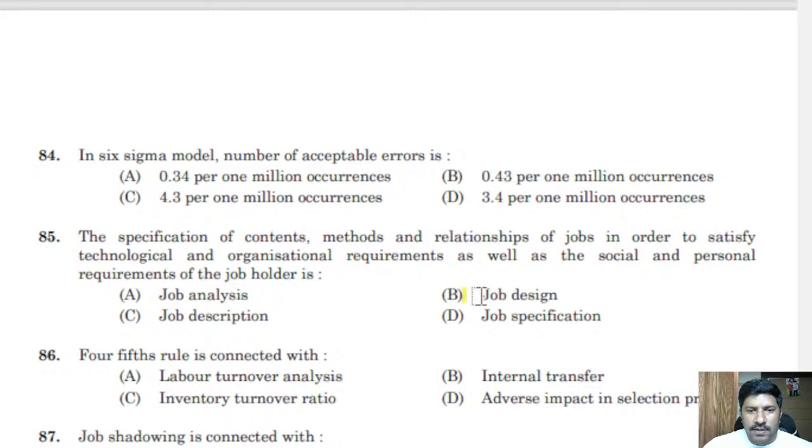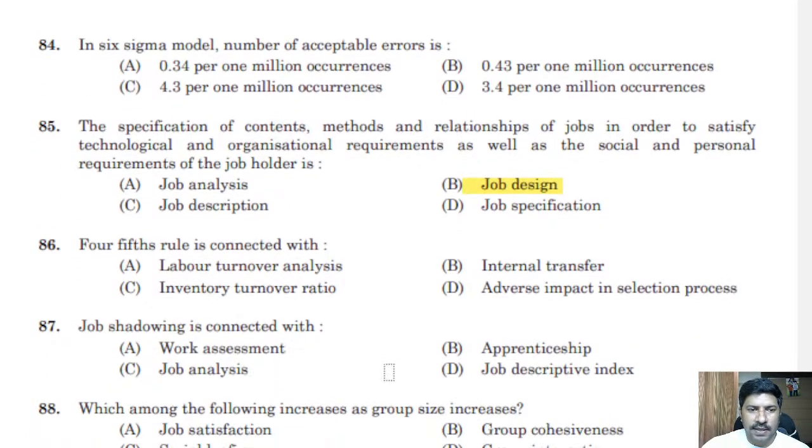Correct answer, job design. The specification of contents, methods, and relationships of a job in order to satisfy technological and organizational requirements, as well as the social and personal requirements of the job holder, is job design. Then 86th question, the 4/5 rule is connected with. Correct answer option D, that is adverse impact in selection process.